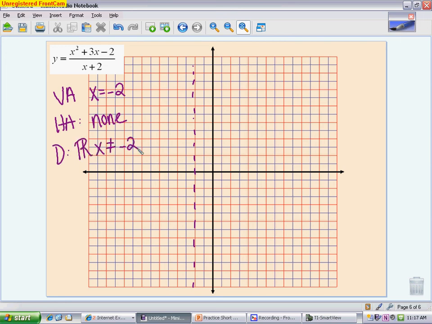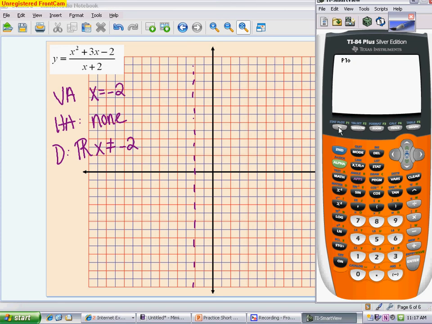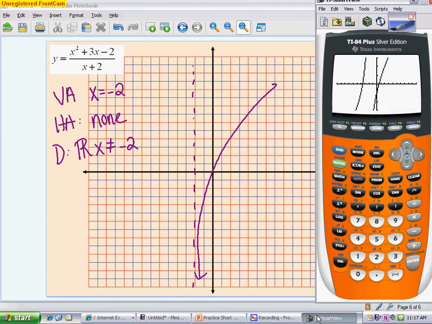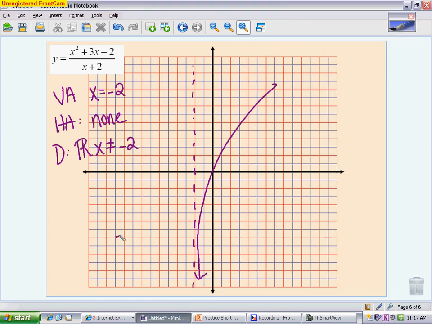And my range is going to come from looking at the picture once again. So I want to put the numerator in parentheses, x squared plus 3x minus 2. And then denominator in parentheses, x plus 2. Hit graph. So my graph, it looks like what's happening is it's getting really close to the vertical asymptote and going out like this. And then on the other side, it's getting close to the vertical asymptote coming this way.